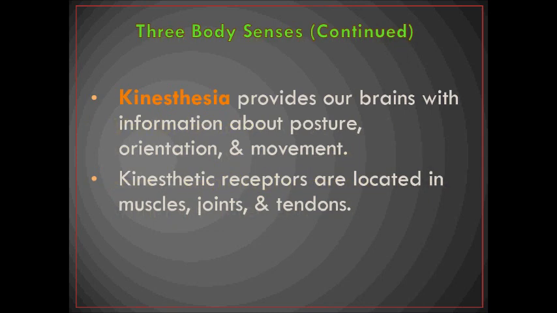Kinesthesia is also very important in helping us determine how our body is oriented in its environment. Kinesthesia provides our brain with information about posture, orientation, and movement. Kinesthetic receptors are located in our muscles, our joints, and our tendons.